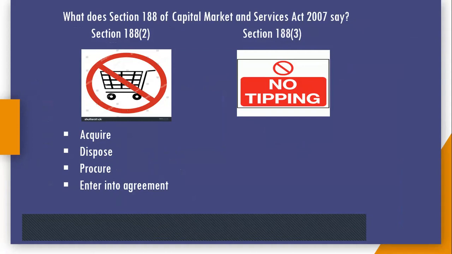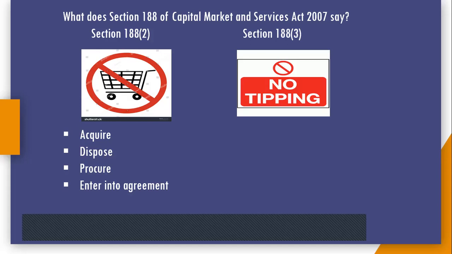Okay, so we will see the relevant provisions here of the CMSA. What does it say? Section 188 is the main section under which insider trading will usually be charged. That's the provision where you are not supposed to trade, which is in section 188(2). You are not supposed to acquire, dispose, buy or sell or procure. That means not yet sell, not yet buy, but procure or enter into any agreement. These all are prohibited.